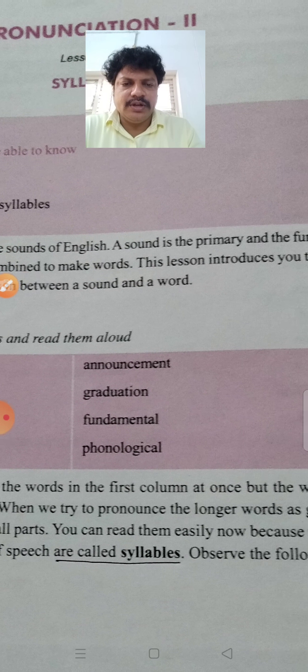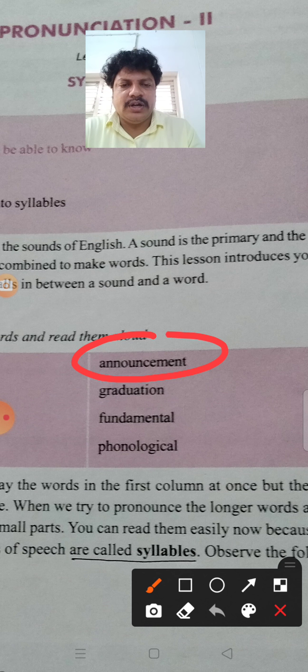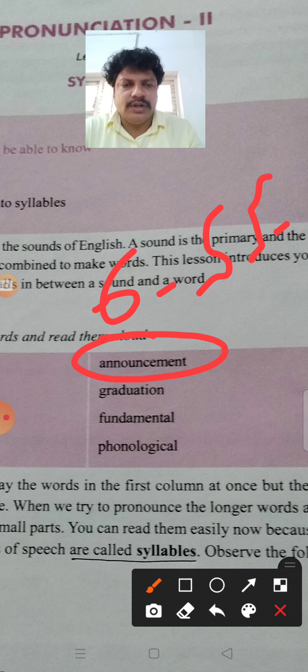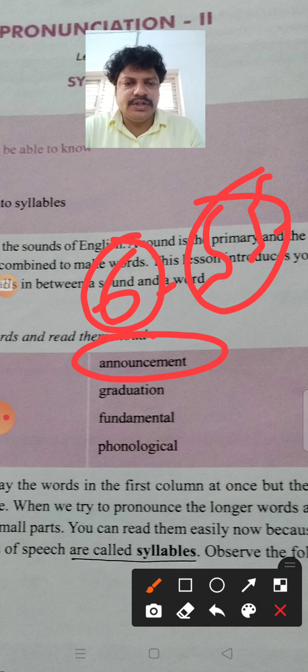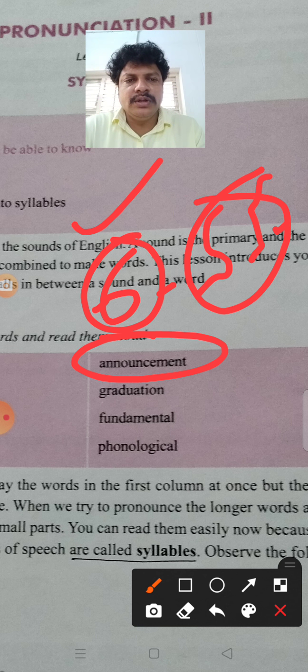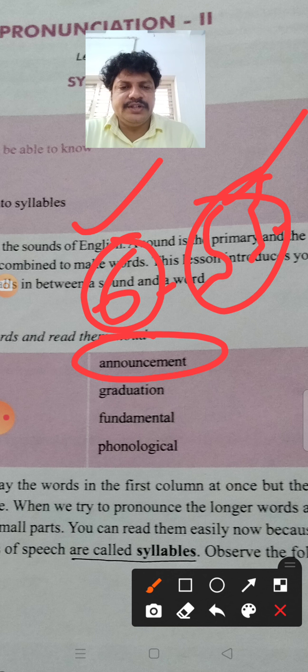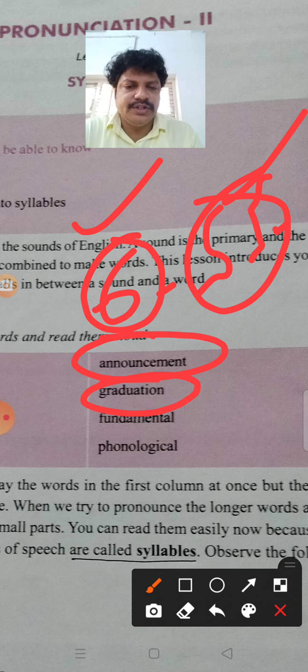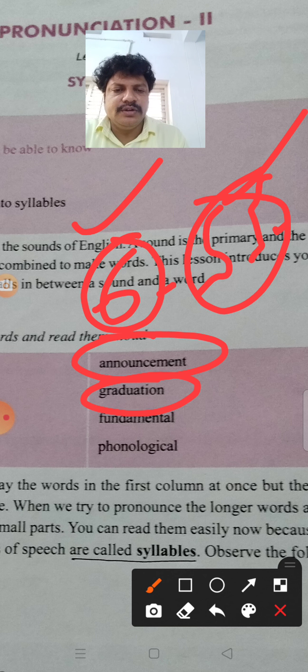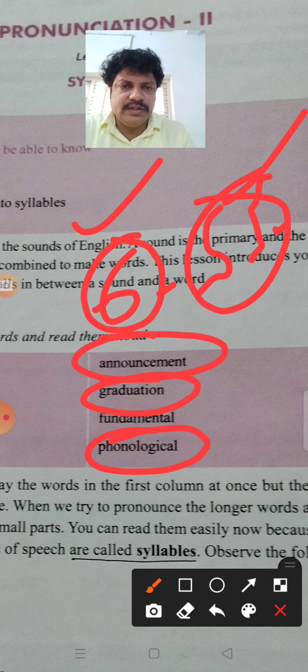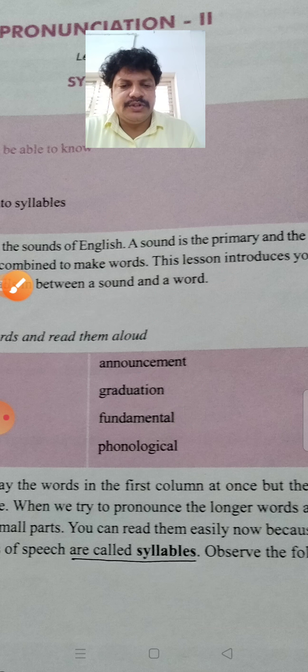Whereas here, this one: announcement. There are many sounds in this, with the first vowel sound, then nounce, ment. These are the different sounds. Also graduation, and phonological. So we can divide these according to the syllable structure.